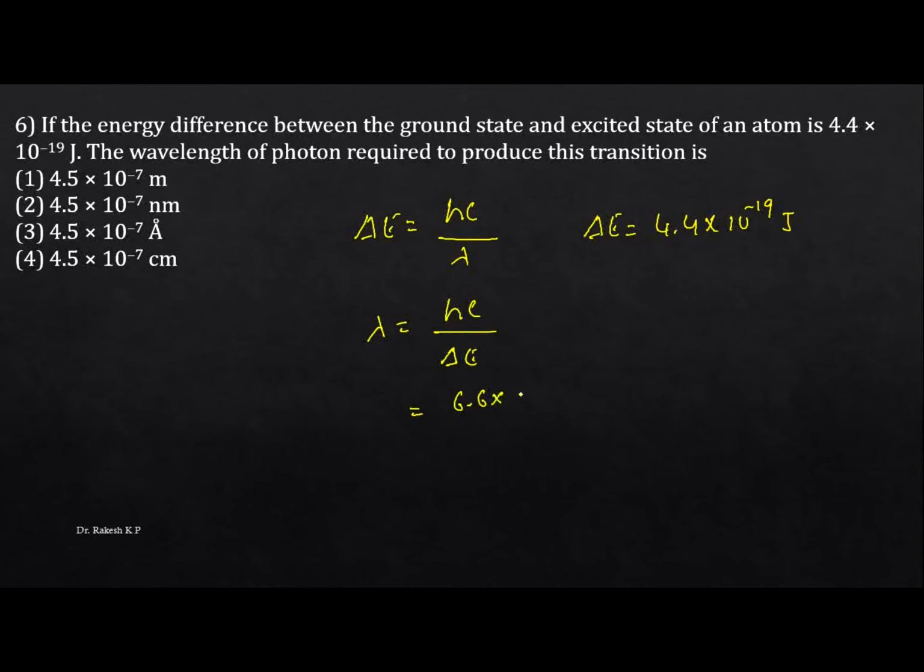6.6 into 10 to the power of minus 34, into 3 into 10 to the power of 8 meter per second, and the delta E value we have here is 4.4 into 10 to the power of minus 19. Hence the wavelength becomes 4.5 into 10 to the power of minus 7 meter. So in this case the option is the first one. So next one.